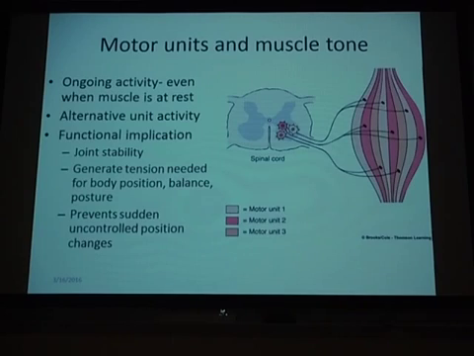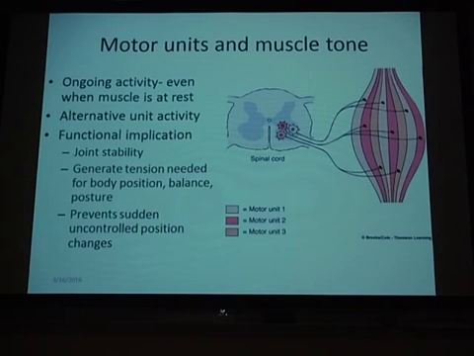Okay, so we'll talk a minute about muscle tone. This is a term you're familiar with. So muscle tone, when we talk about it neurologically, is a sustained contraction of muscle fibers, even when that muscle is at rest. What that means is that some motor units are always active, even when you're not trying to contract that muscle. And the purpose is that you need your muscles to maintain a certain level of tension to maintain joint stability, to keep your body in a position against gravity so you're not falling completely at the mercy of gravity all the time.